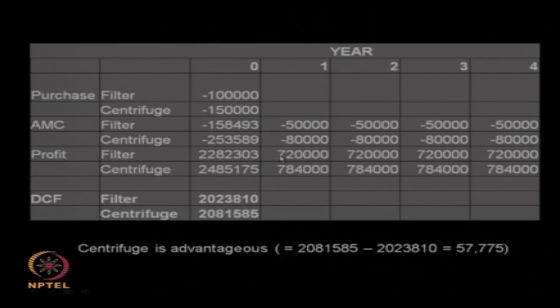So profit, from the previous page you saw, I will make a profit if I have a filter of 7,20,000, 7,20,000, 7,20,000 and 7,20,000. So if I convert this 7,20,000 to today's value it will become 7,20,000 divided by 1.1, and this will be 7,20,000 divided by 1.1 square, this will be 7,20,000 divided by 1.1 cube, this will be 7,20,000 divided by 1.1 raised to the power 4. So if you add up all these numbers, this is the profit I will make if I have a filter in today's value, that is net present value.